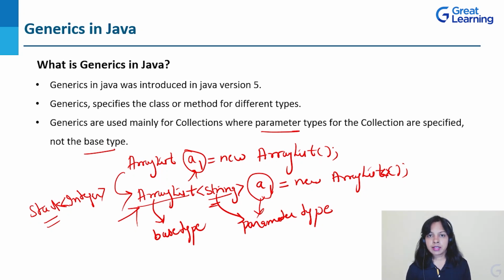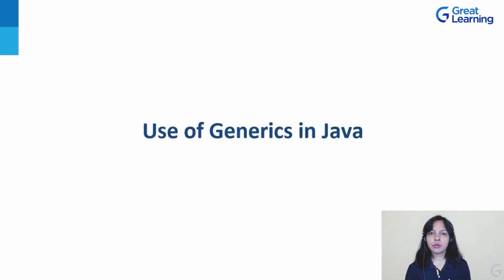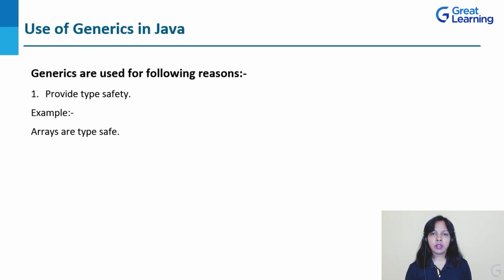There are base type and parameter type if you talk about collections. Base type is always the array list, stack, these kinds of collections, and parameter type is what kind of data it consists of. So I hope generics in Java is clear to you. Let's talk about the use of generics in Java. Why is generics used in Java?